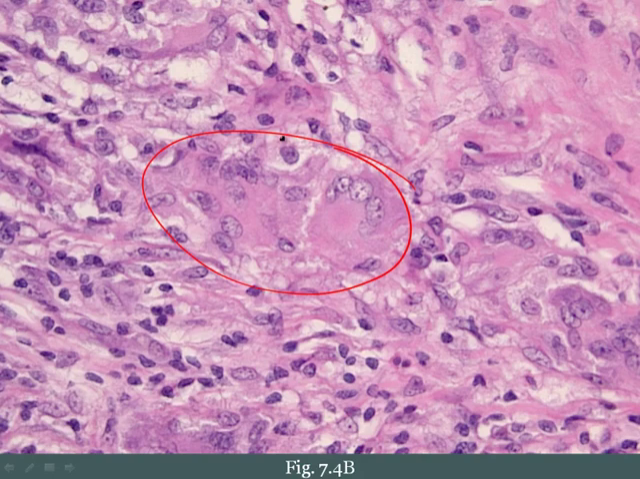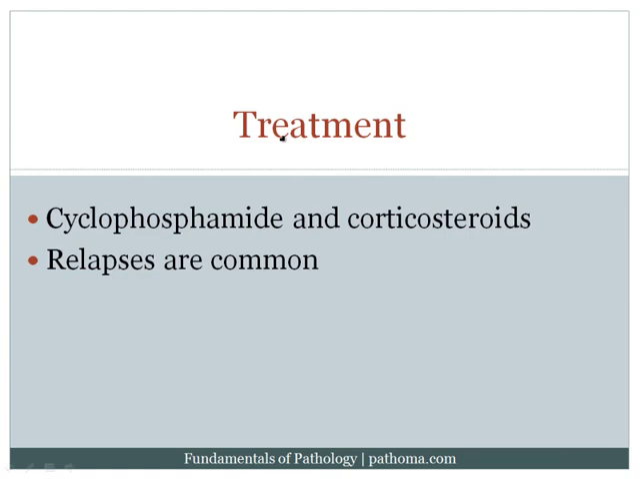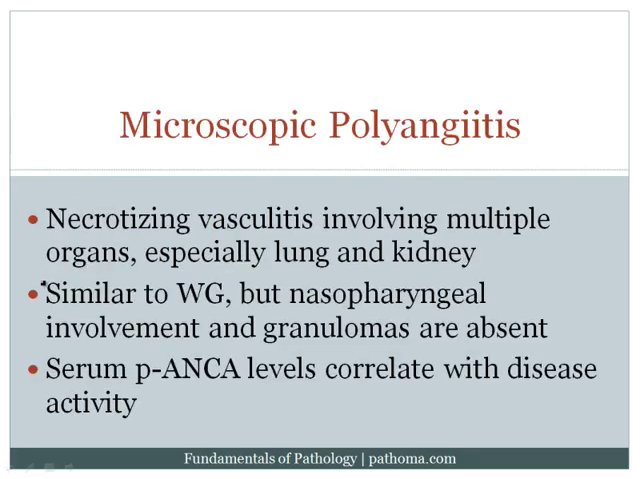And so again, this is Wegener's granulomatosis. The key treatment is cyclophosphamide. That's high yield. And relapses in this disorder are fairly common. Now another small vessel vasculitis is called microscopic polyangiitis.